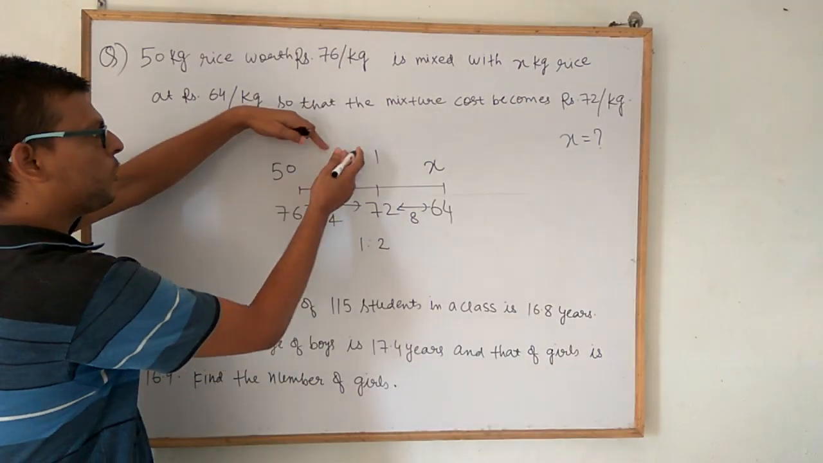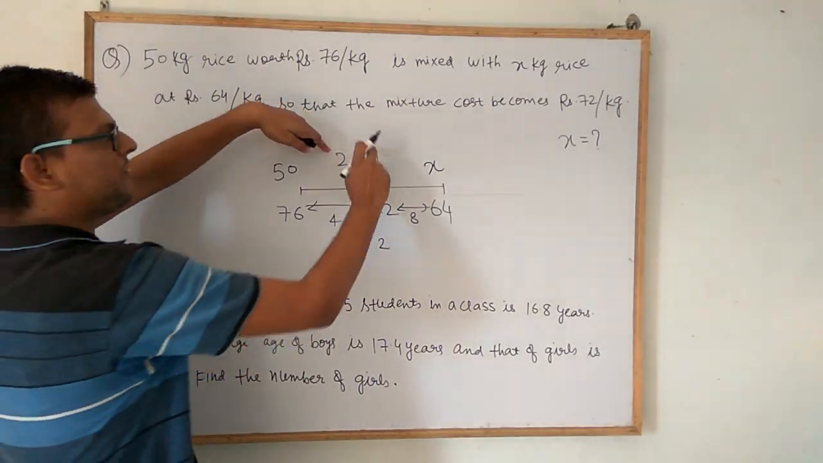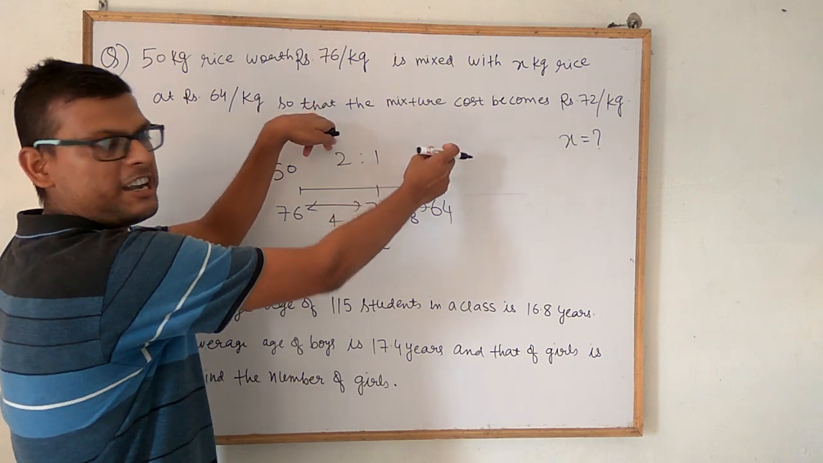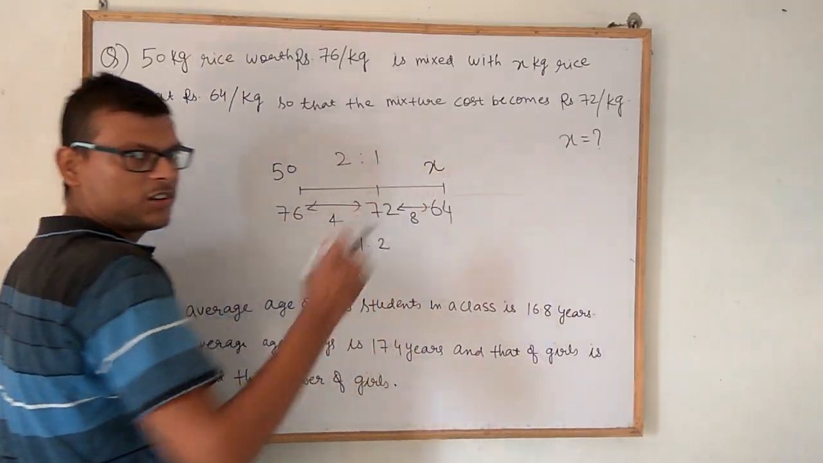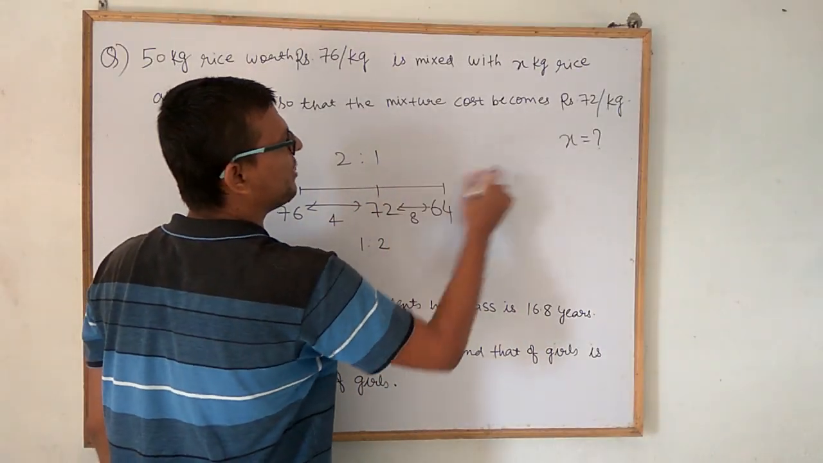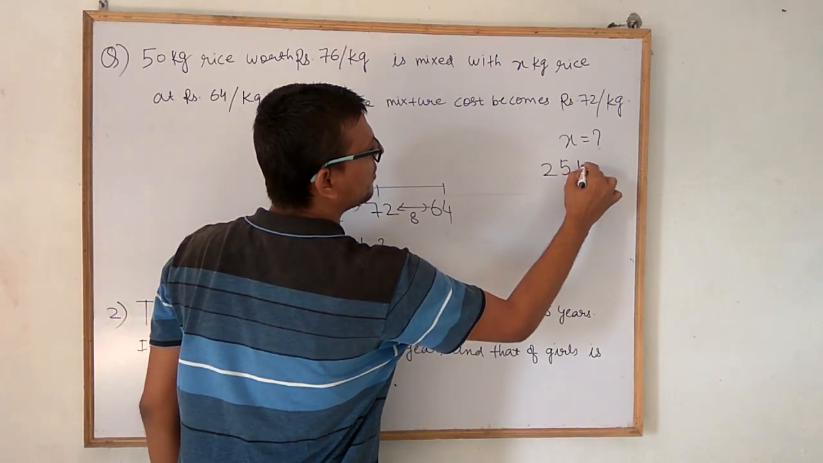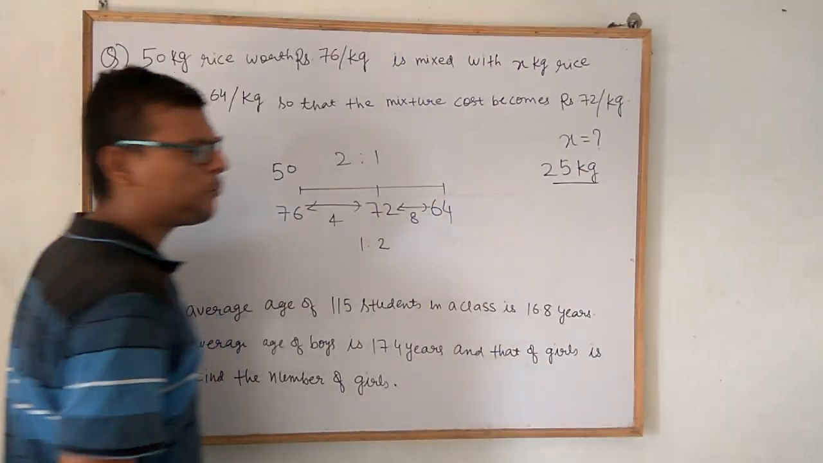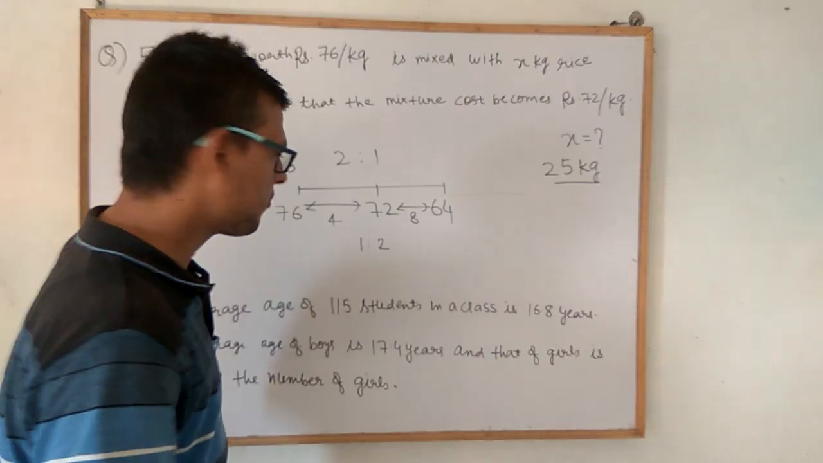Okay, so 2 represents 50, so 1 will represent 25, right? So the value of x is 25. This is your answer, 25 kg. Okay, value of x is nothing, it is 25 kg. I hope you have understood it, right? Okay.